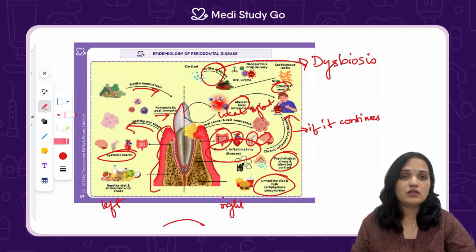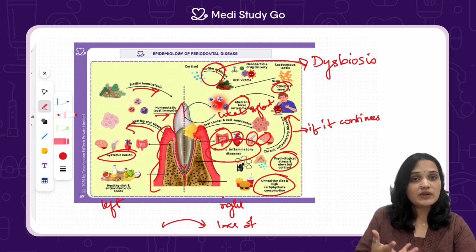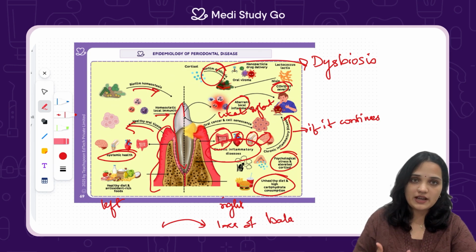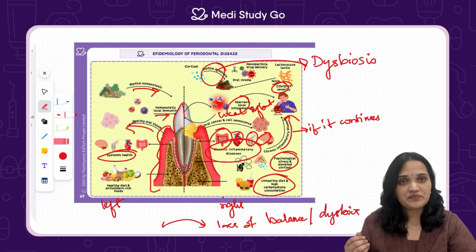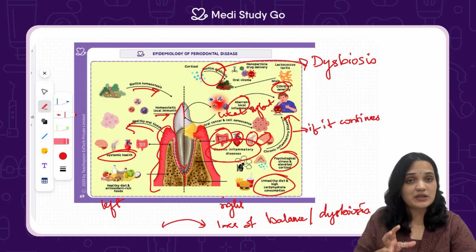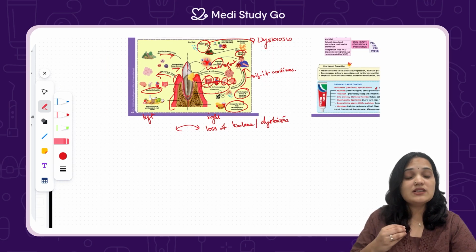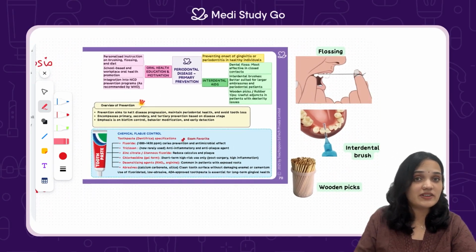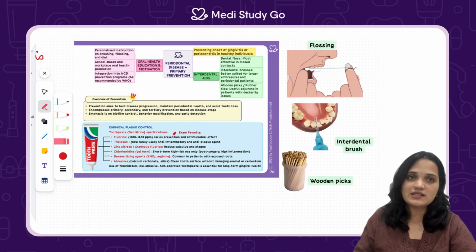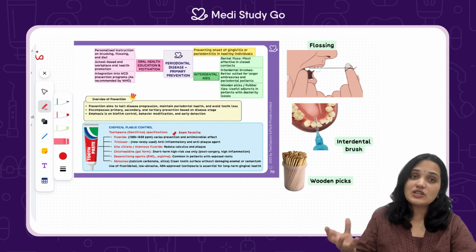Now, earlier we used to diagnose based on probing and attachment loss, but nowadays we're moving towards biological diagnosis. So we can actually detect disease using our saliva. So for example, inflammatory markers, enzymes like MMPs and cytokines, there are a lot of chairside tests already being developed where you can diagnose periodontal disease like how we diagnose a blood sugar test. Chairside.